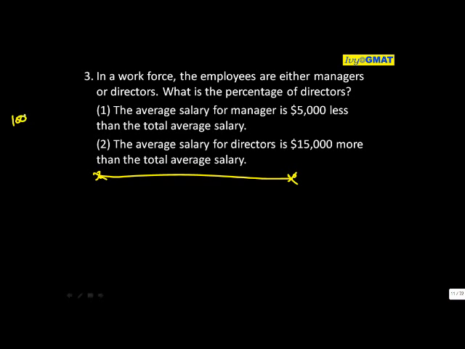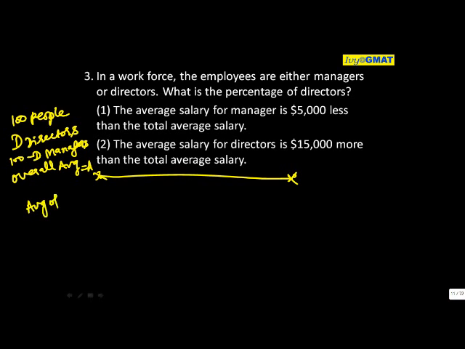Let's say there are 100 people overall. We are considering 100 because you are asked percentage. Suppose D of them are directors. So 100 minus D of them will become managers. Suppose overall average is equal to A. So average of managers will be A minus 5,000 and average of directors will be A plus 15,000, right?